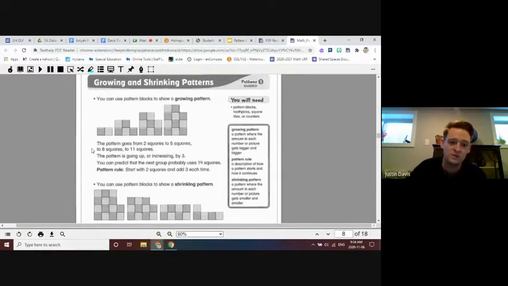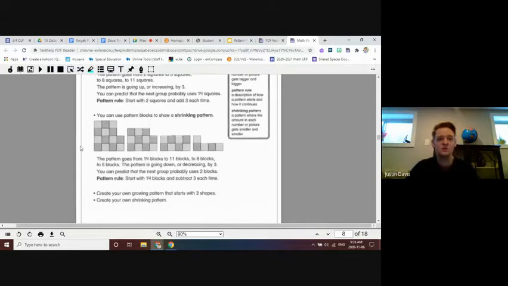The pattern goes from 2 squares to 5 squares to 8 squares to 11 squares. The pattern is going up or increasing by 3. And you could predict that the next group would probably use 14 squares because 11 plus 3 is 14. So the pattern rule for this growing pattern would be start with 2 squares and add 3 each time, or you could say each term. Either way is fine.